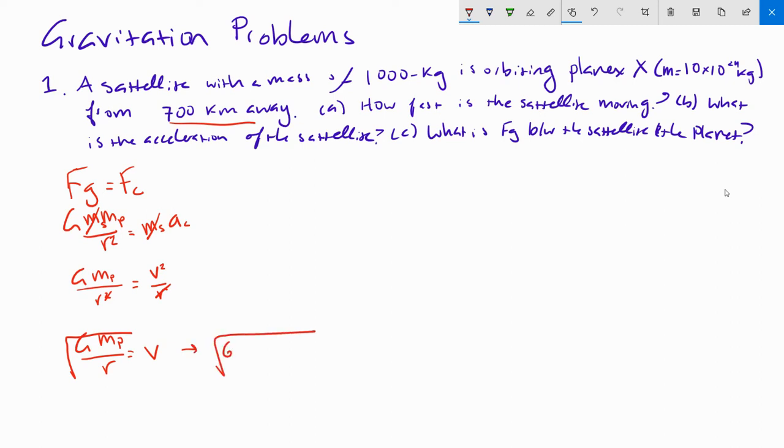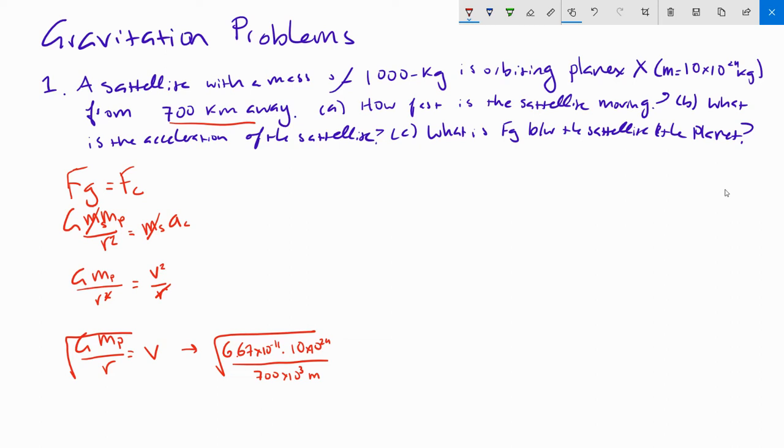The value for G is 6.67 times 10 to the negative 11th. The mass of the planet is 10 times 10 to the 24th kilograms. And we're going to divide that by r, which is 700 kilometers. I'm going to convert that to meters. So it's going to be 700 times 10 to the third power of meters. Let's plug that into the calculator.